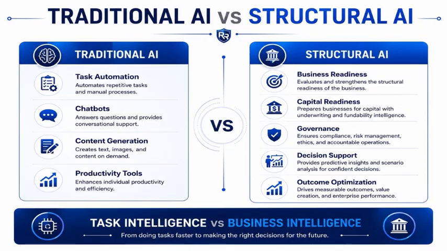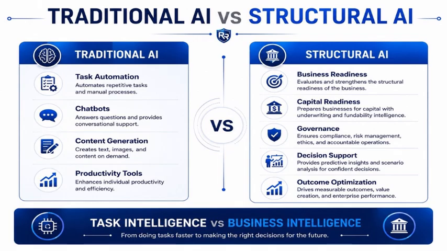Traditional artificial intelligence is often task-based. It helps automate messages, answer questions, create content, summarize information, or improve productivity. Those tools are useful, but they do not necessarily make a business stronger. Structural artificial intelligence is different. It evaluates the structure of the business itself.